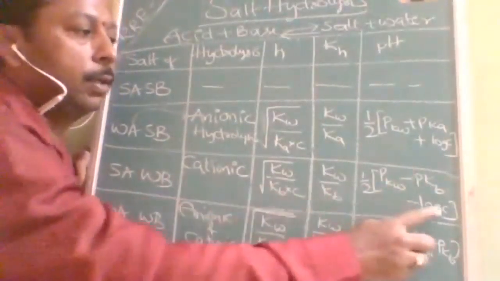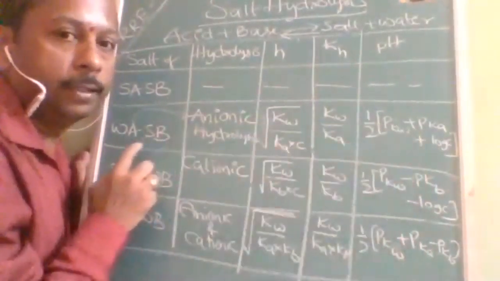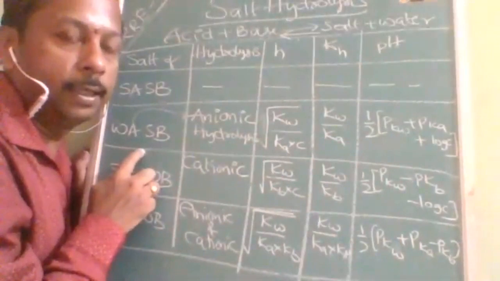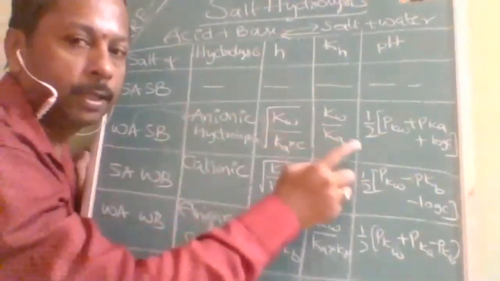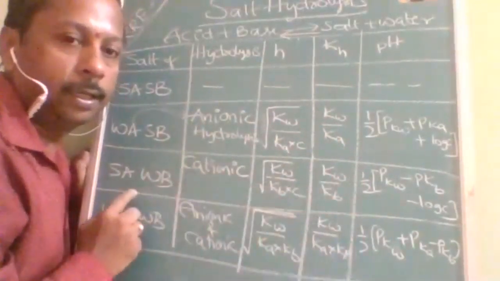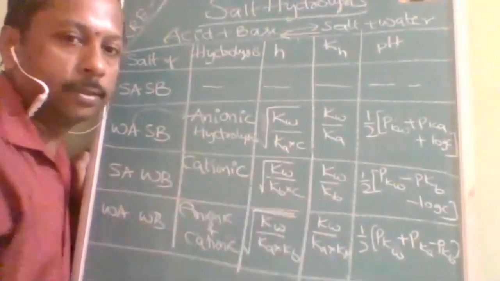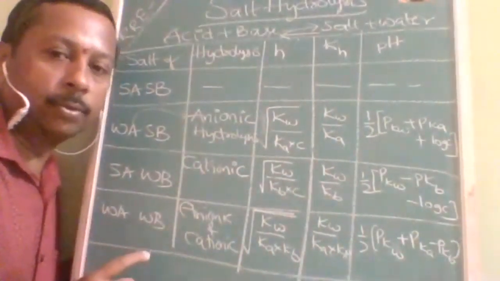Okay. Salt concentration is same. Y minus, Y plus, is it understood? Base is strong, so pH will be greater than 7. So plus and plus. Acid is weak, that's why Ka. Base is weak, that's why Kb. And here less than 7, that's why minus. Okay. So when both are weak, we cannot say it is less than or more than.